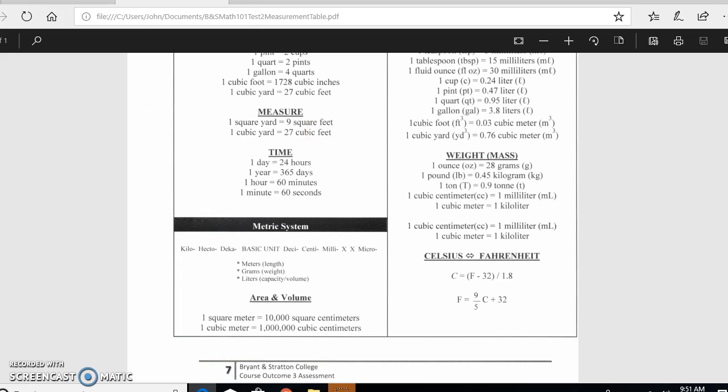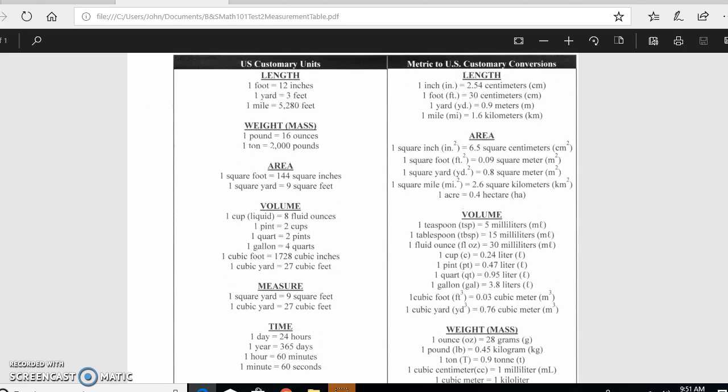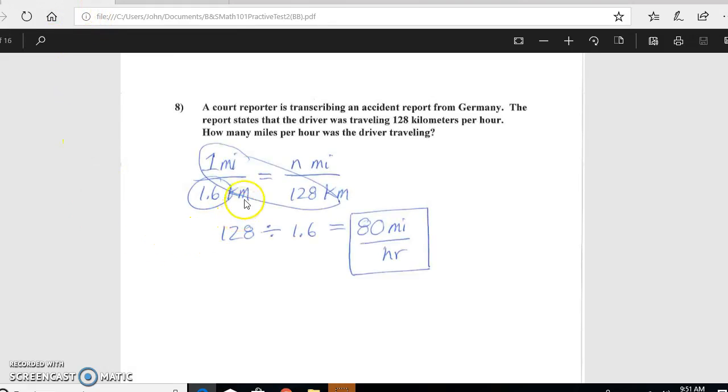So we go over to our measurement sheet, and we are converting between metric and US, and we're dealing with length in this problem, so we want to find a formula that goes from miles to kilometers, and we have one right here. 1 mile is equal to 1.6 kilometers, and that would be the formula that we're going to use in our problem. And we want to set that formula up as a ratio here of 1 mile over 1.6 kilometers. We're going to solve the problem using proportions.